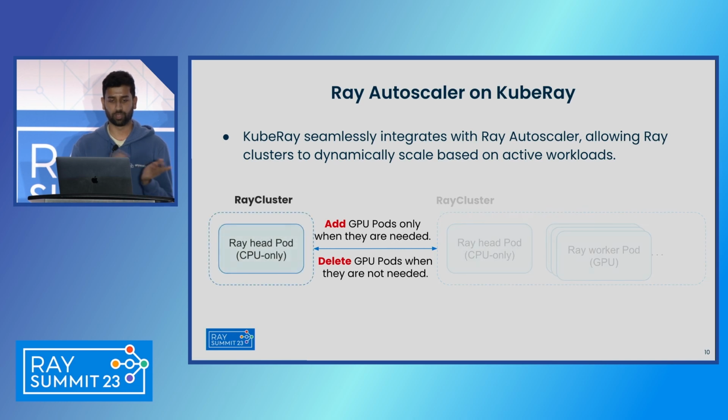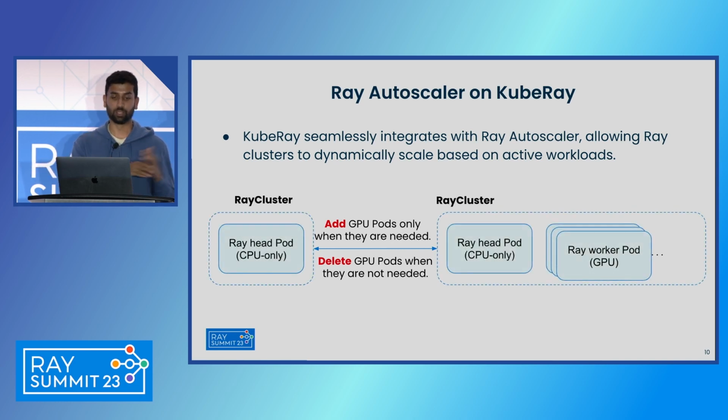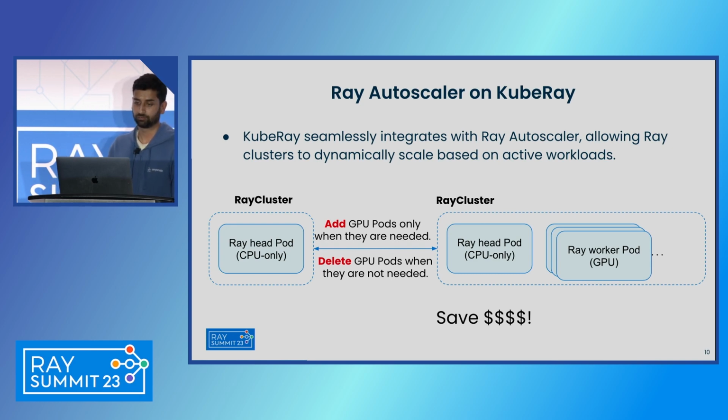So here we have a Ray cluster that's going back and forth between these two states, where in the minimal state, it's just a head node, which only has a CPU. But if GPUs are needed for a workload, that same cluster can scale up. Using this, you get both performance and cost efficiency.